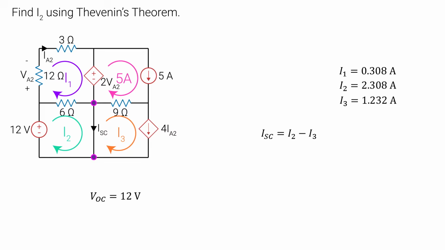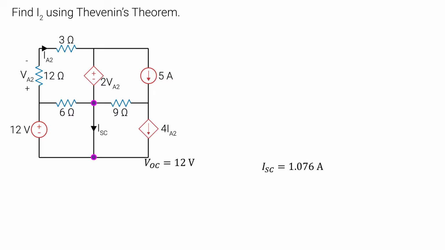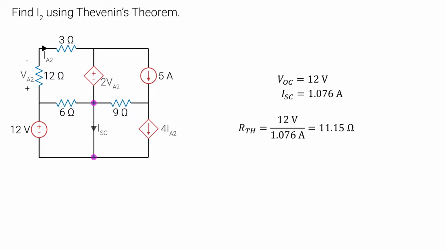Notice we have ISC pointing down. So I2 goes in the same direction while I3 opposes it. That means ISC is equal to I2 minus I3. Now that we got the ISC value and VOC, we get to use that to get RTH. RTH is VOC divided by ISC.